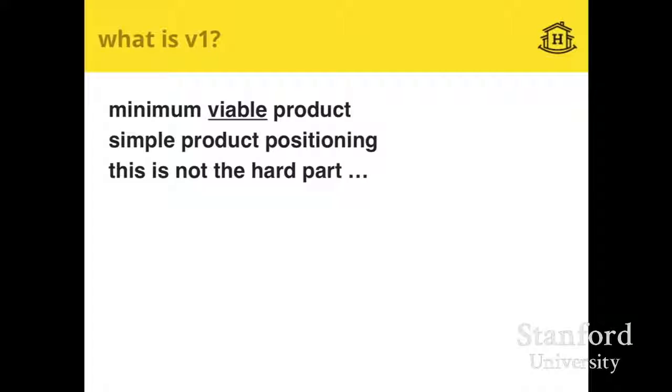And the second thing is, before you put things in front of a user, you should really have a simple product positioning down. What I mean by that is that you should be able to go to a person and say, hey, this does X, Y, and Z within a sentence.